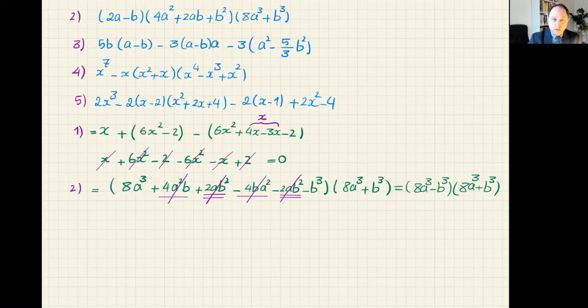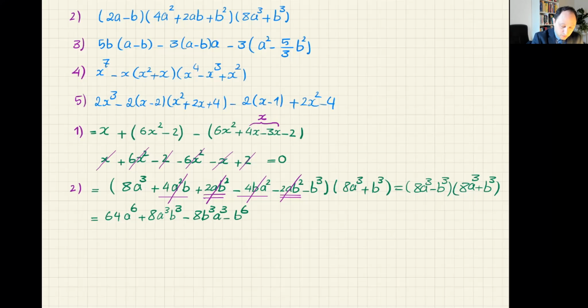Now I start multiplying this again. So I have to multiply 8a to the 3 here and here, and then I will multiply minus b here and here. So the first term is 64a to the 6. The next one is plus 8a to the 3 b to the 3. And the next one is minus 8b to the 3 a to the 3. And finally, minus b to the 6.